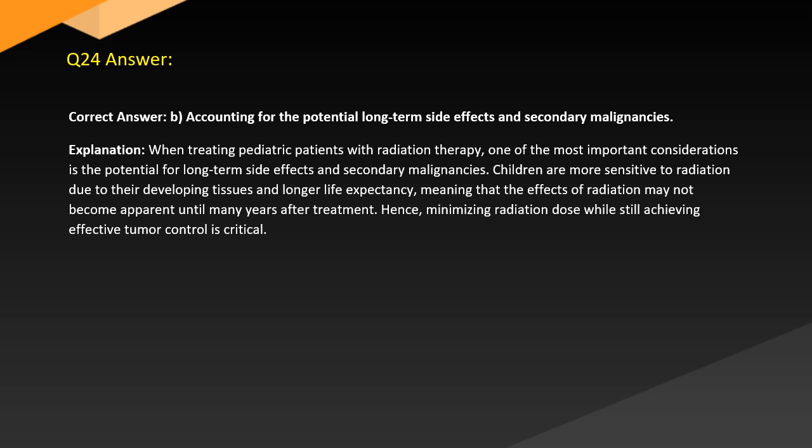Answer. Correct answer: B. Accounting for the potential long-term side effects and secondary malignancies. Explanation. When treating pediatric patients with radiation therapy, one of the most important considerations is the potential for long-term side effects and secondary malignancies. Children are more sensitive to radiation due to their developing tissues and longer life expectancy, meaning that the effects of radiation may not become apparent until many years after treatment. Hence, minimizing radiation dose while still achieving effective tumor control is critical.